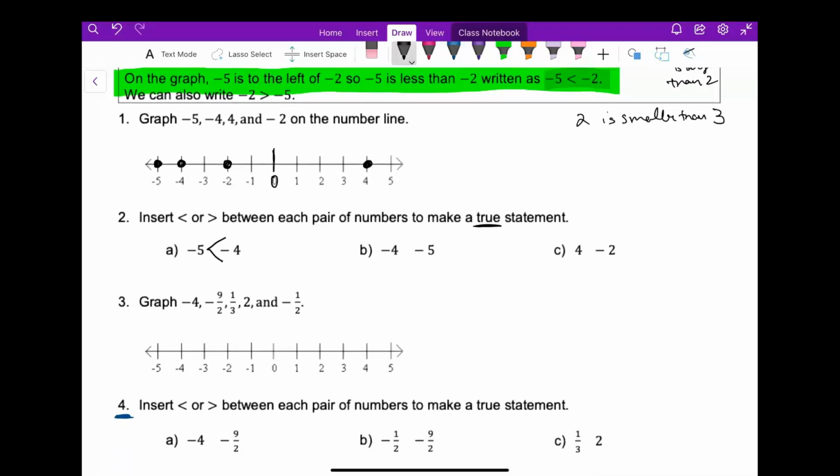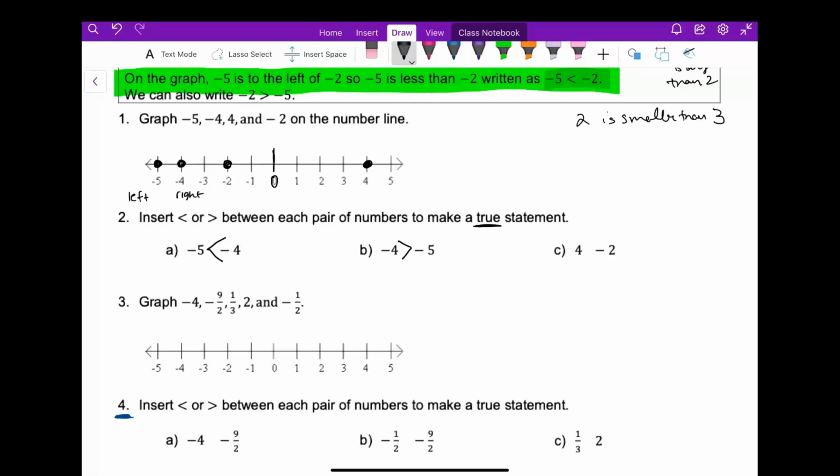-4 and -5. So we're comparing the same numbers, right? Take a look. This one's on the left, and this one's on the right. That means -4 is bigger. So this time it's the same numbers, but since they're in a different order, -4 is the one that gets the opening, but the symbol is facing a different way.